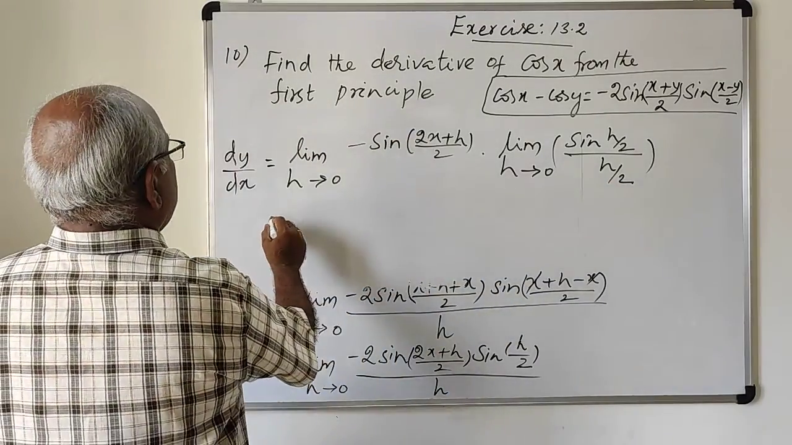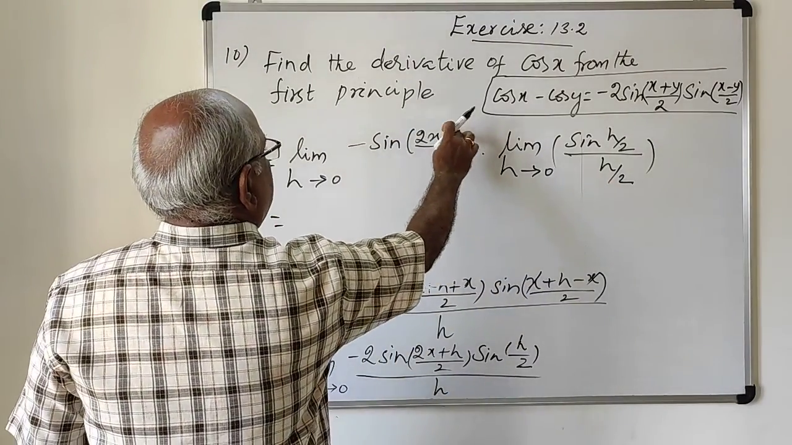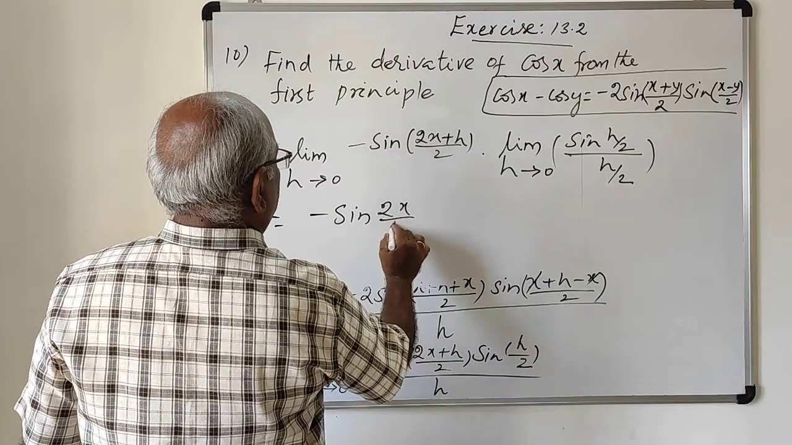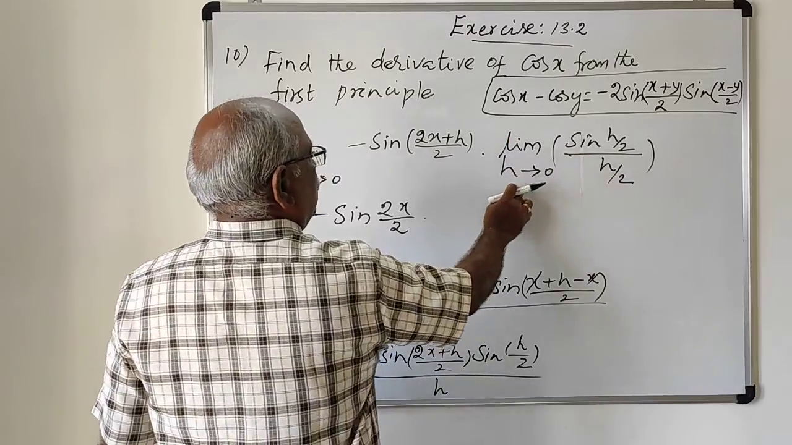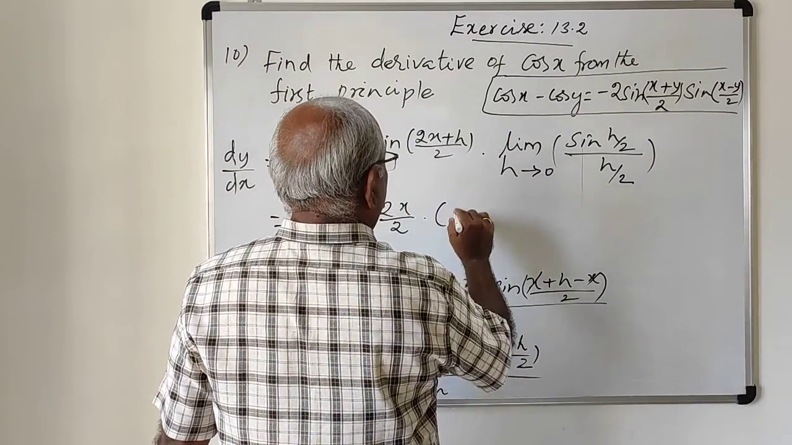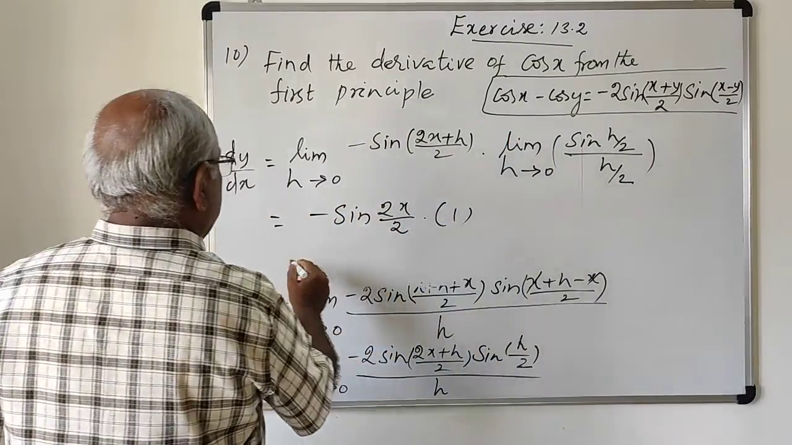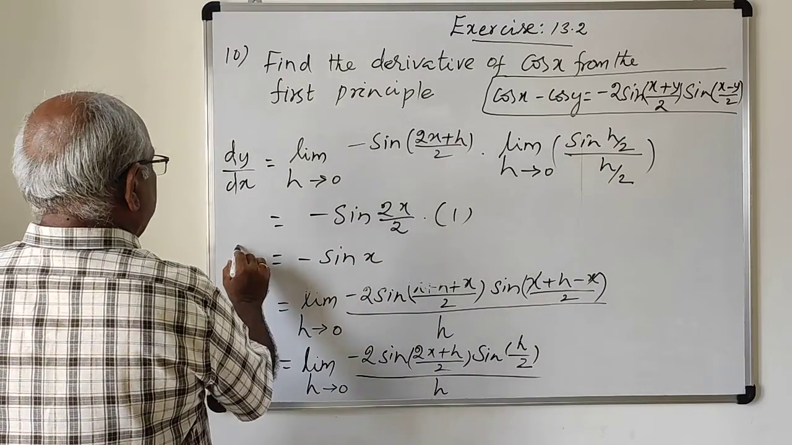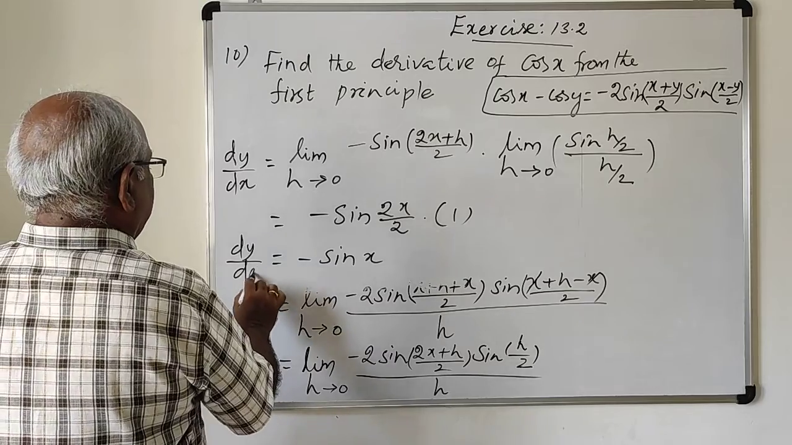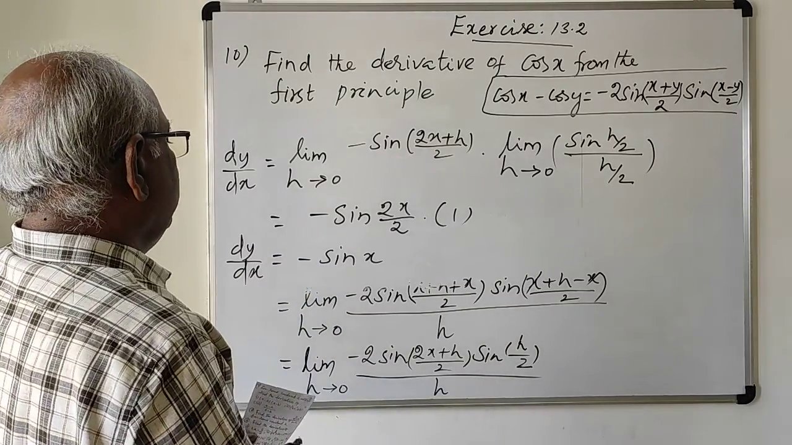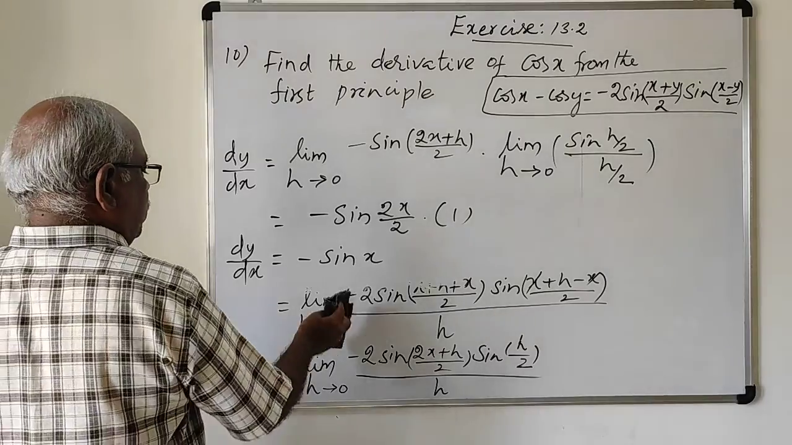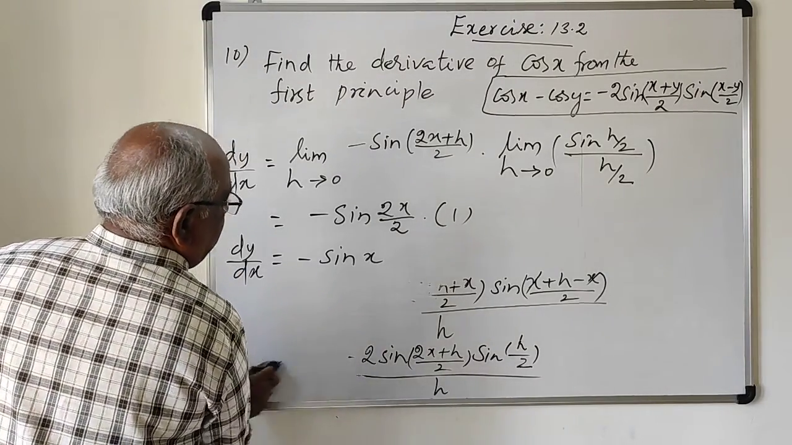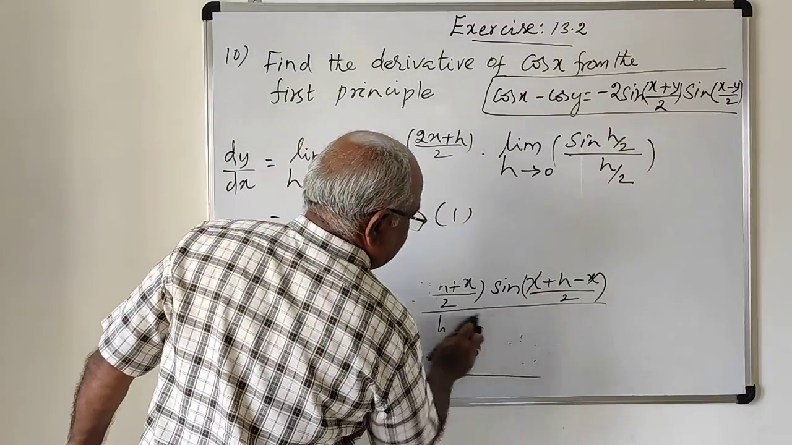By applying the limit, h tends to 0 implies minus sin 2x by 2 only, into limit h tends to 0 of sin h by 2 by h by 2, which is 1 by definition. Therefore, the 2 cancels, and this is minus sin x. So derivative of cos x is minus sin x. In the previous video, we have seen that the derivative of sin x is cos x.